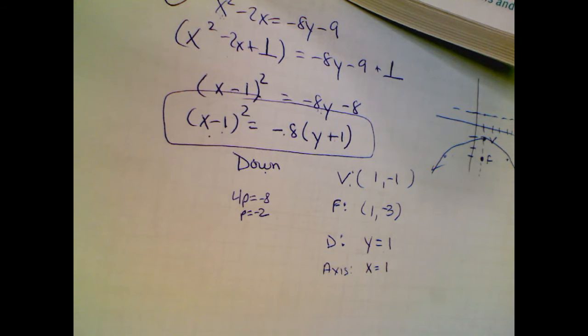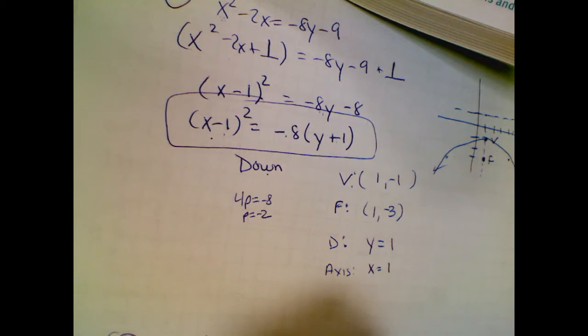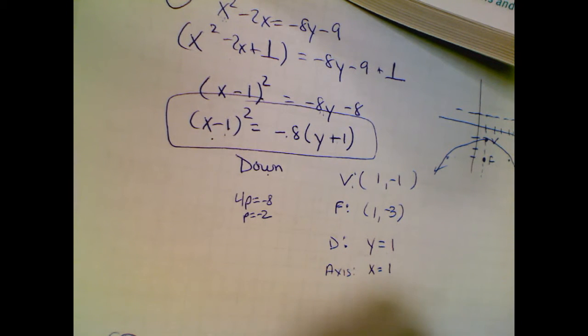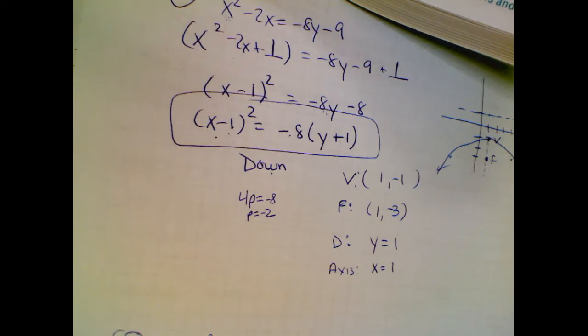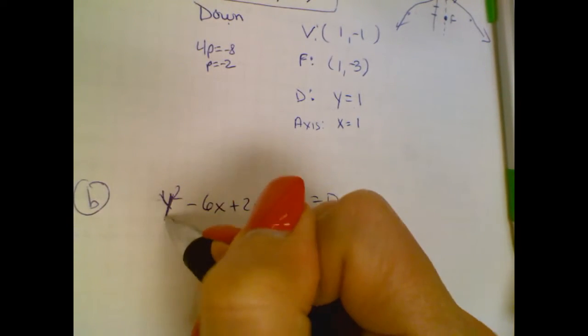All right, so that's try these BA. Now we're going to try these BB. So this one has a y squared. I already know this is a left or right parabola because this is y squared.